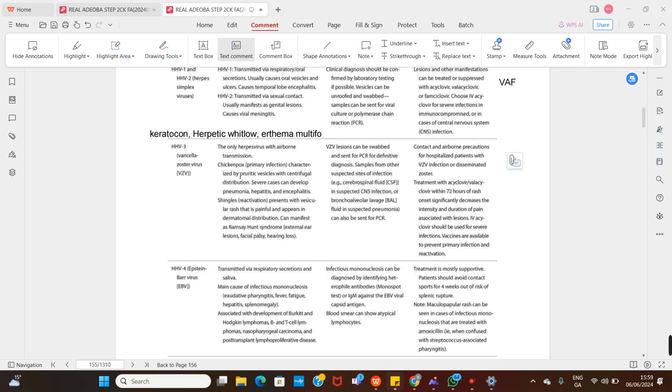It can lead to some serious complications, particularly in people with immunosuppressed state. So they can develop pneumonia, they can develop hepatitis, they can develop encephalitis, right? And if the individual is immunocompetent, it can just suppress and become latent within the ganglion.